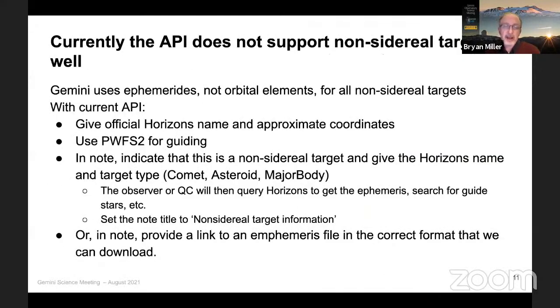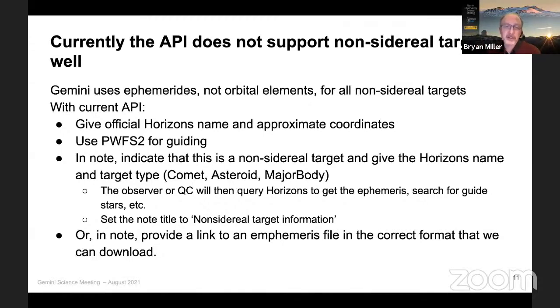This API is very useful, but it does have its limits. For one thing, it does not support non-sidereal targets very well. We use ephemerides for all non-sidereal targets, not orbital elements. One important thing to know, with the current API, you can't upload this ephemeris file or specify that this is a non-sidereal target. It assumes everything is a sidereal target.